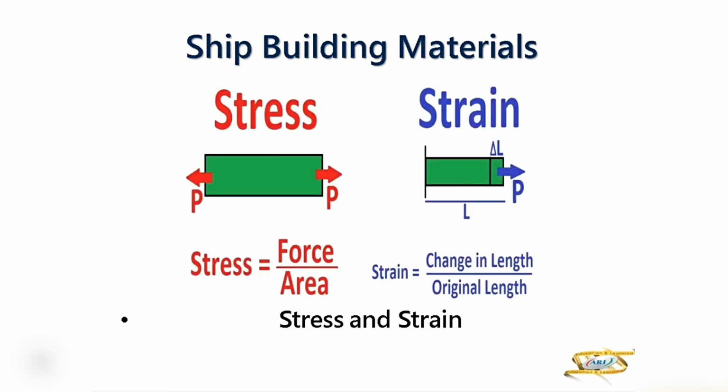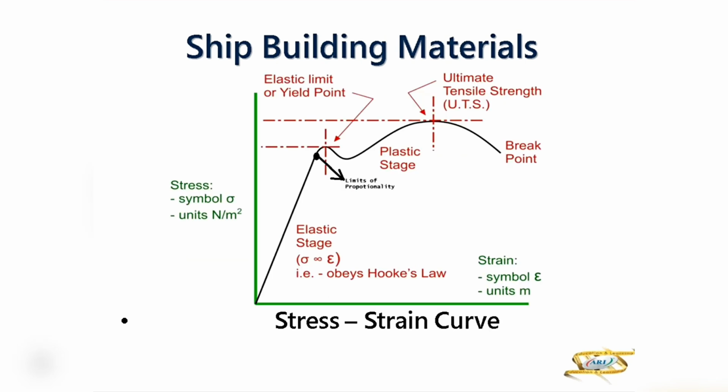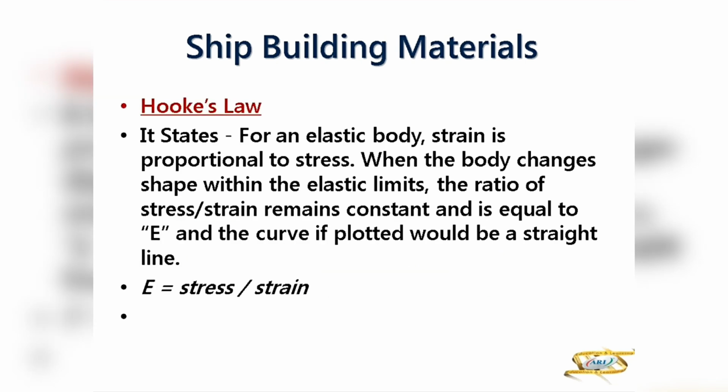So here you have stress and strain. The stress is force per unit area. Strain is change in length divided by original length. This we have done. Now we'll come to what is Hooke's law. Robert Hooke made this law for an elastic body. It was not for a plastic body. For an elastic body, the strain is proportional to stress. So when the body changes shape within the elastic limit, the ratio of stress to strain remains constant and is equal to E.